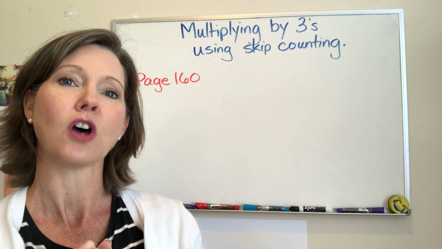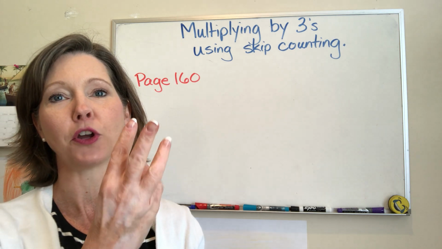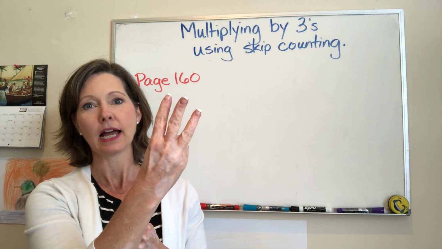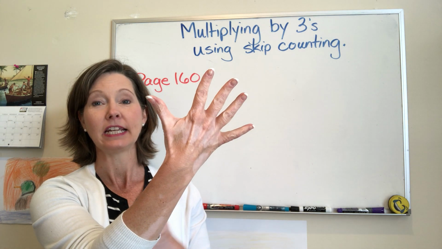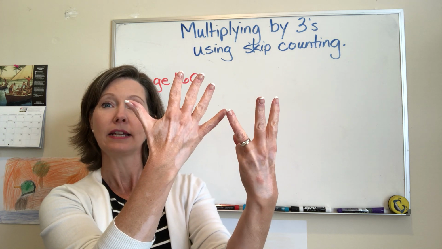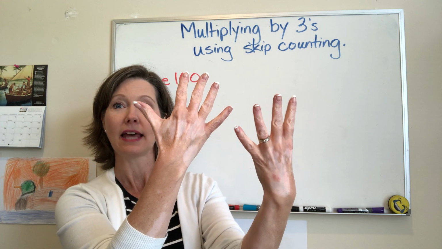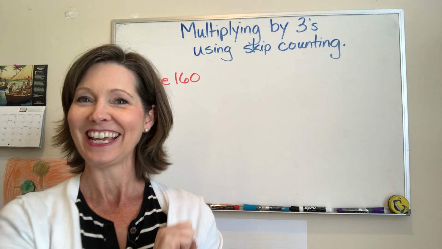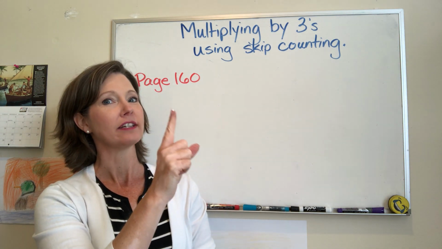Now do the same song, and as you say each number, I want you to put your fingers up. Ready, go. 3, 6, 9, 12, 15, 18, 21, 24, and 27, 30, we're all done. Nice. You can use that song to count by threes.